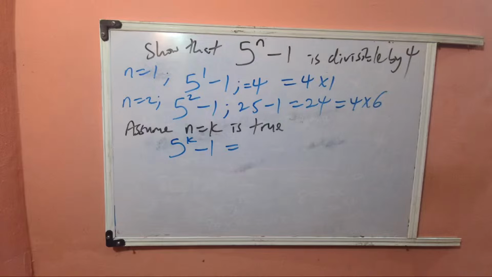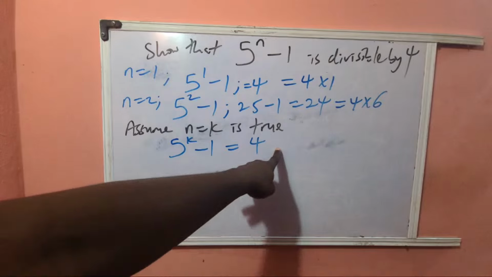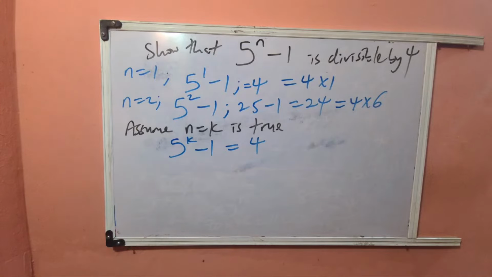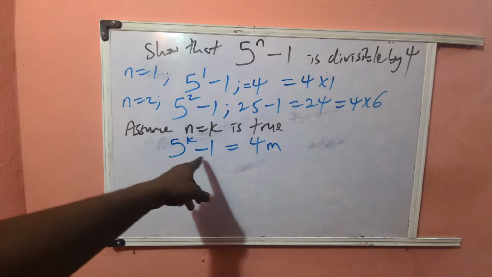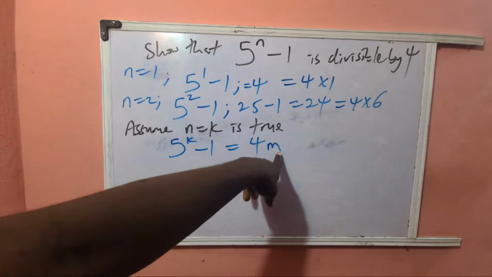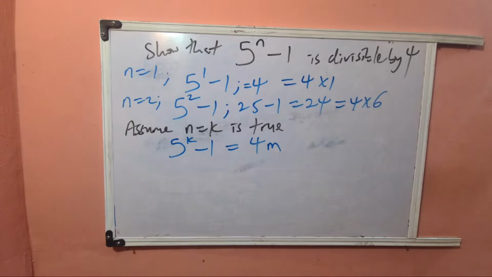So now, if n equals k is true, that means when we fix our k value, we're supposed to get 4 times something, 4 times anything. We can put an integer there. What letter would you like us to use for our integer value? Do we use m? Let's use m. So if n equals k is true, that means 5 raised to power k minus 1 must be equal to 4 times a particular integer. We don't know what that integer may be.